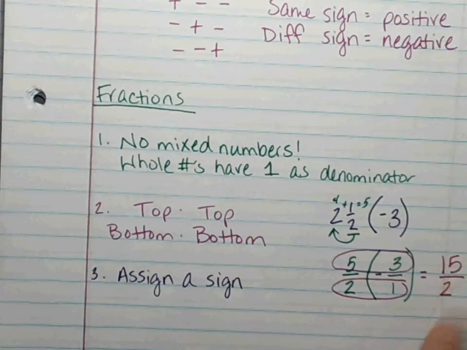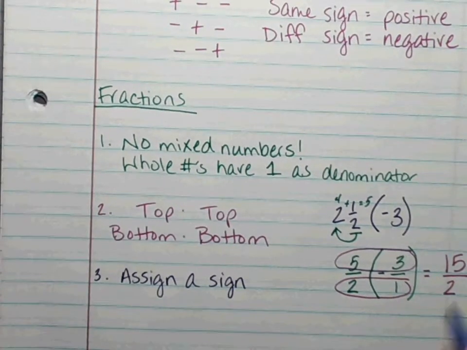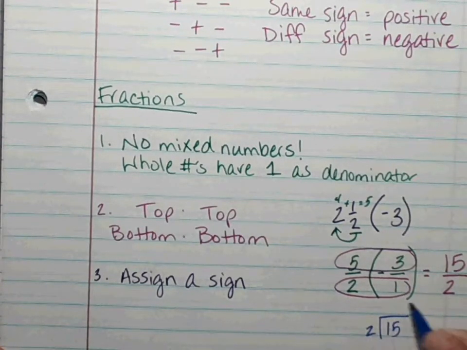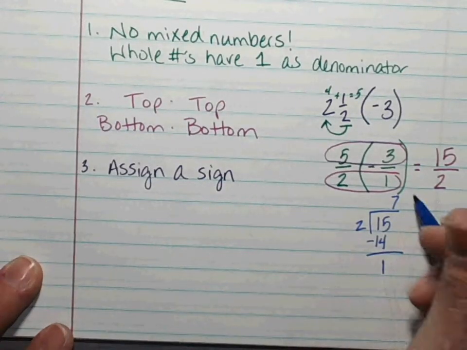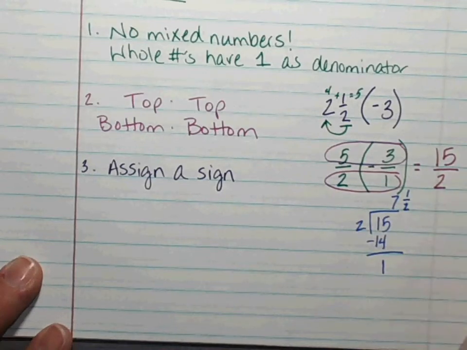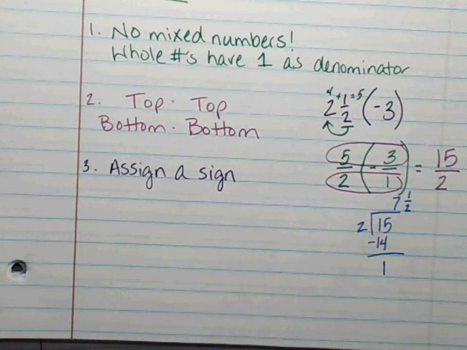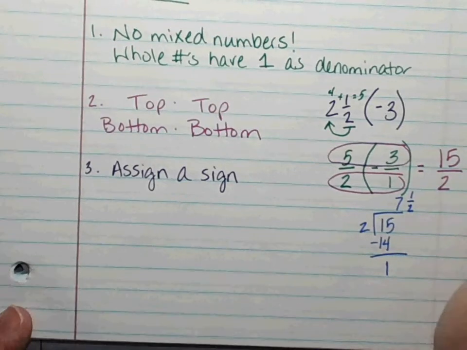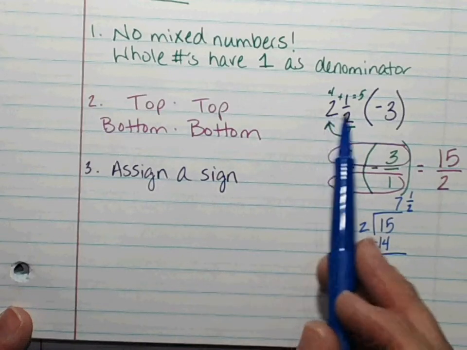And then I can't leave it like this. There's an unspoken rule I didn't write down. Simplify, reduce, make your answer look nice. So how many times can 2 go into 15? 7. And there'd be how much left over? 1. So 7 and 1/2. Good. Now, assign a sign. Is it a positive 7 and 1/2 or negative 7 and 1/2? It is a negative 7 and 1/2. Because it was a positive times a negative.